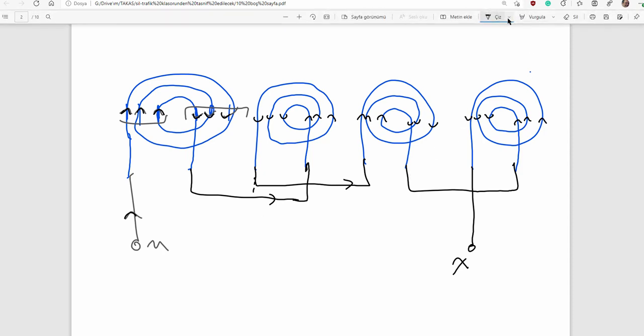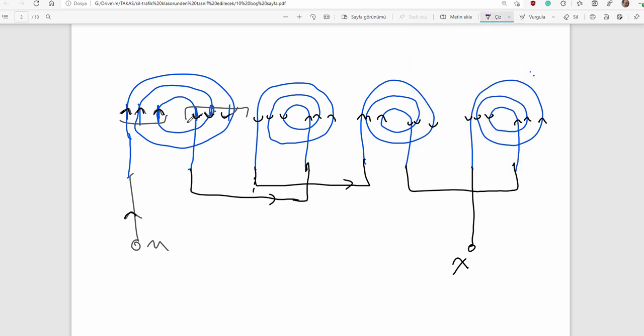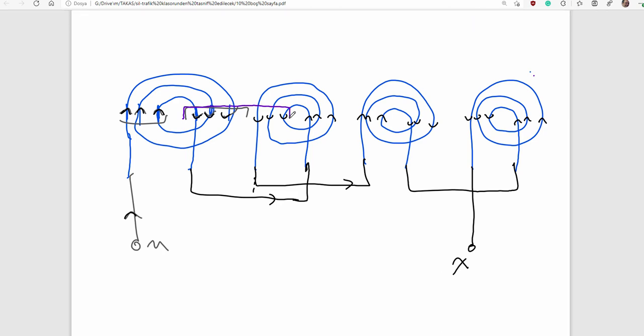And let's take care how many times current has a change. From here to here, you have seen only one direction of current. From here to here, the second pole. From here to here, the third pole. From here to here is the fourth pole. Now you see 4 poles.